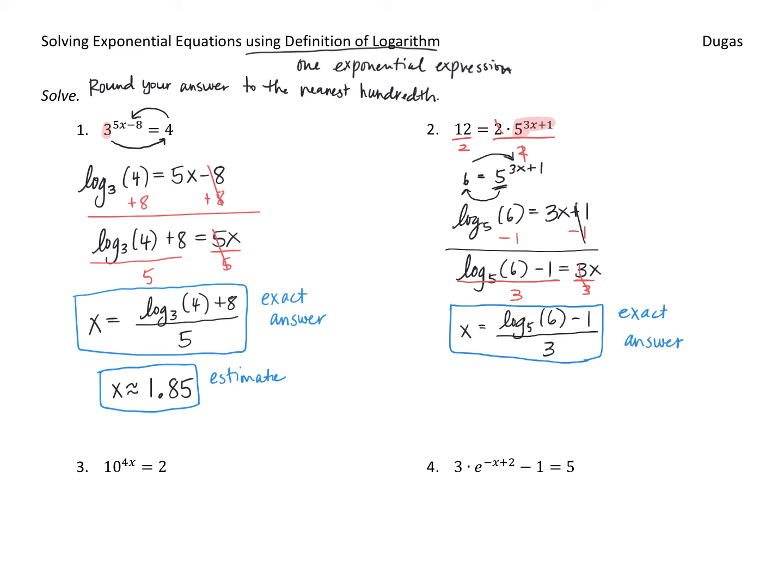And if you want an estimate, you would put this in your calculator, and you would see that you would get approximately 0.04 rounded to the nearest hundredth.